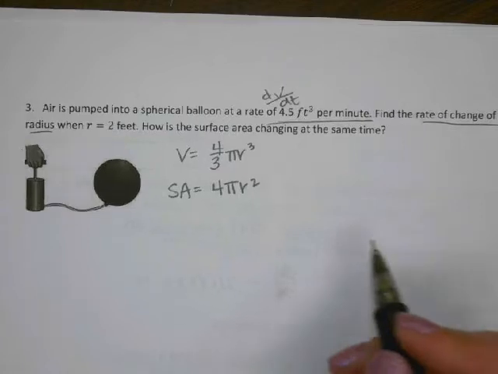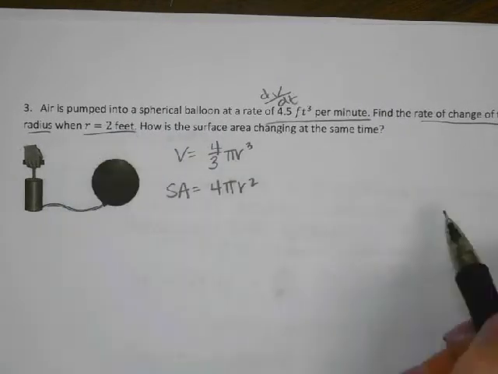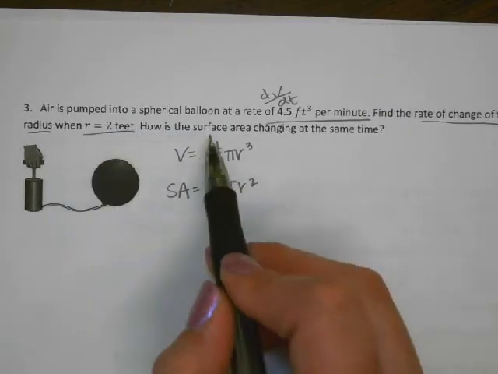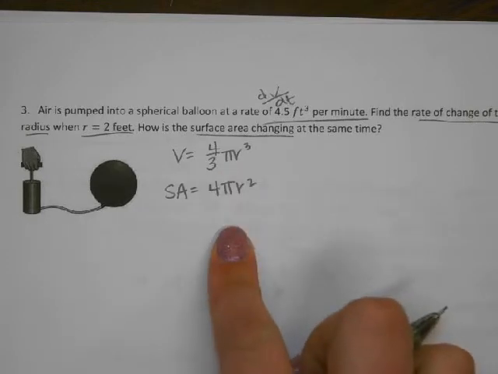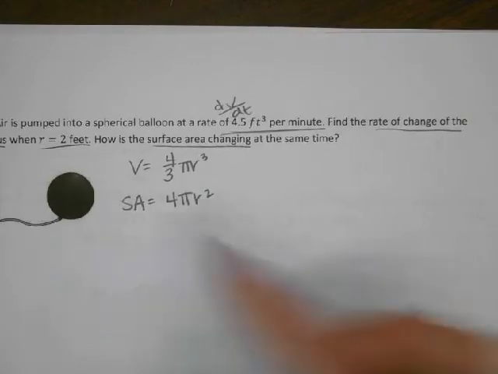That's what we're looking for when r equals 2 feet. And then there's a second question: how is the surface area changing at that same time? So this is like a 2-part problem. The first part is going to deal with the volume. The second part is going to deal with the surface area. So we wrote our 2 formulas down. We can go ahead and write down the information that we have.